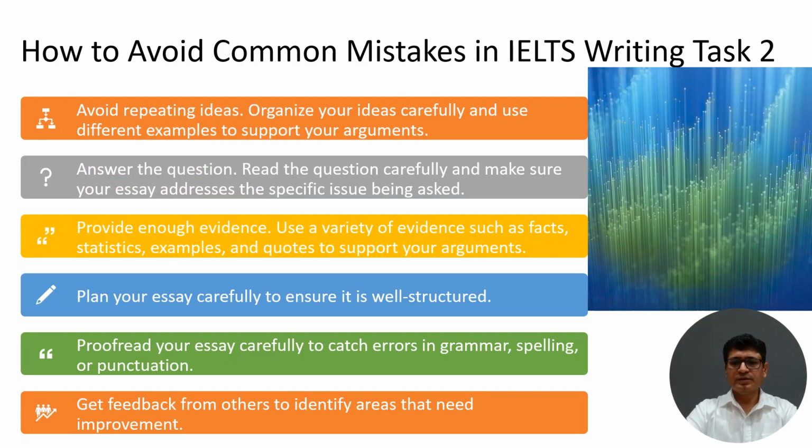So now lastly, how to avoid common mistakes in IELTS Writing Task 2. Avoid repeating ideas. Do not say the same thing again. You should understand, in this sentence you are putting a reason, in this sentence you are putting an example, in this sentence you are giving additional information. If you follow this structure or the template that I've given you, you won't be repeating your idea. So organize your ideas carefully and use different examples to support your argument.